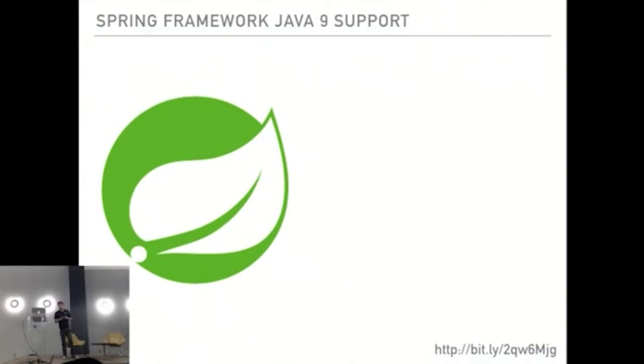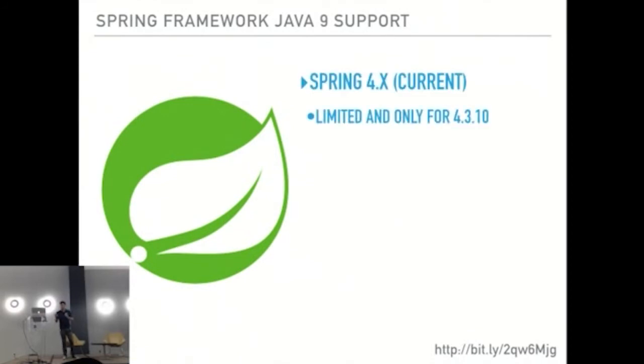All right, I promise this is the last time I say com.foo.bar. So, Spring Framework Java 9 support. For the current release of Spring 4.x, it will be limited and only for 4.3.10, which is due out, I'm not quite sure, within the next month or two. As I showed earlier, you can run older versions of Spring on Java 9, but if you run into a bug in 4.2, there's not going to be a bug fix for that. I don't know exactly to what extent folks from Pivotal will actually try to help you through that issue.